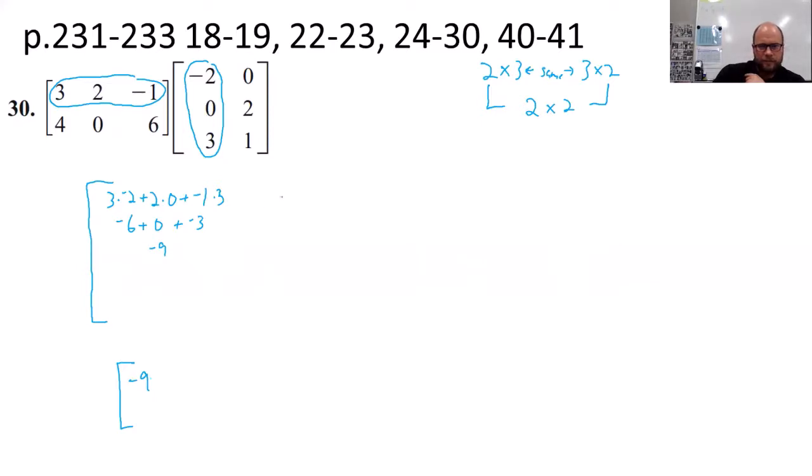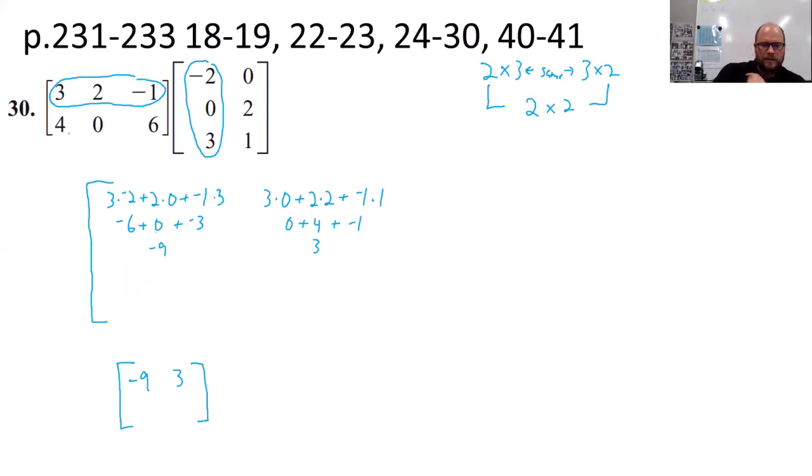Next one, 3 times 0 plus 2 times 2 plus negative 1 times 1. That's 0, 4, and negative 1. Total of 3.